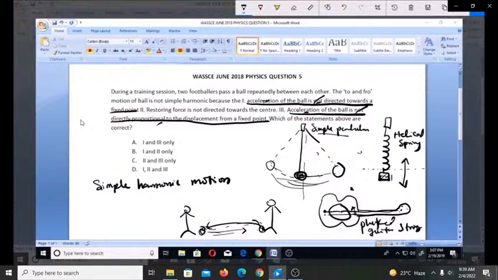So in that case, I and II is the correct answer to this problem. So A is the right option. So A is the right option to this.